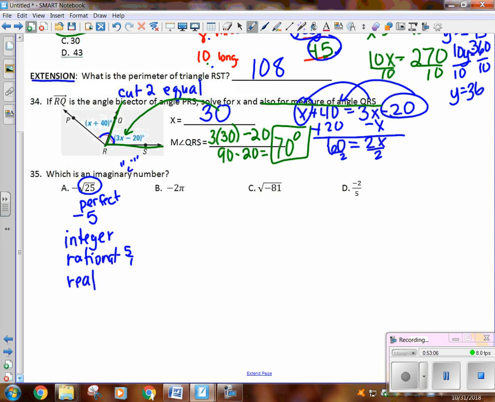2 pi. Is it imaginary? Nope. Has to have an i. So it's not that one. That actually turns out to be irrational. What in the world is an irrational number? Okay. As a decimal, it does not end or repeat.